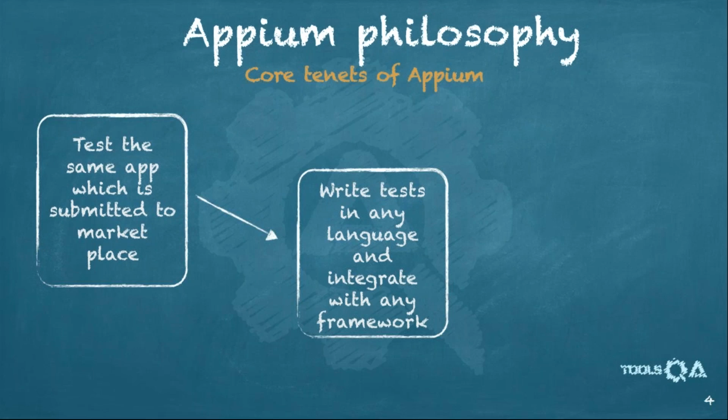If you're not using a framework, then your life will be really tedious to find where the problem is and how many places you have to go and fix your changes. So that's the reason why we use frameworks. Now, whatever framework your company already has, you can probably integrate your Appium scripts into it.